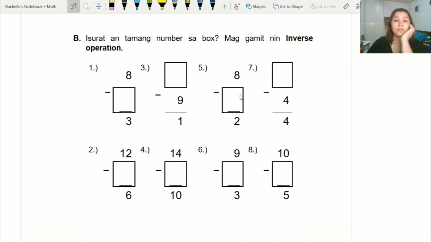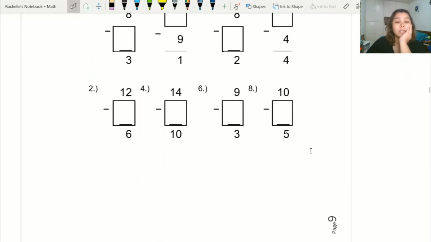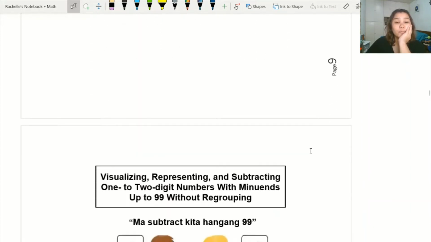Okay, let's go back to this one. So using that technique or yung inverse operation, you can complete the subtraction sentences. So teacher, can I make use of scratch? So pwede. Okay, pause to finish this number 1 until number 8 items. And then resume if you're done.